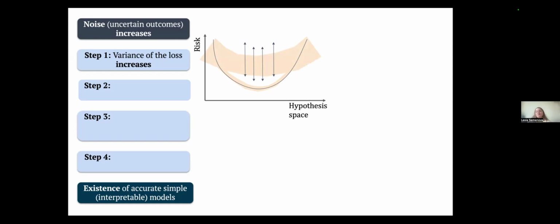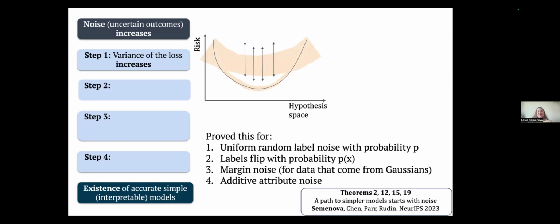And I have formally proved this for different noise models. So for random label noise with some probability, for label noise where my probability of flipping my label depends on my input, which helps to model different protected groups or other purposes, for margin noise that occurs from moving Gaussians, and for additive attribute noise. So let me look more specifically at 2 cases.